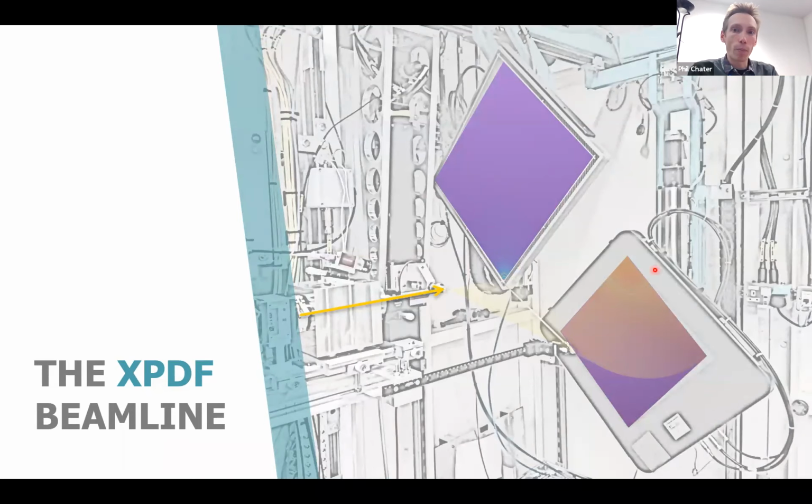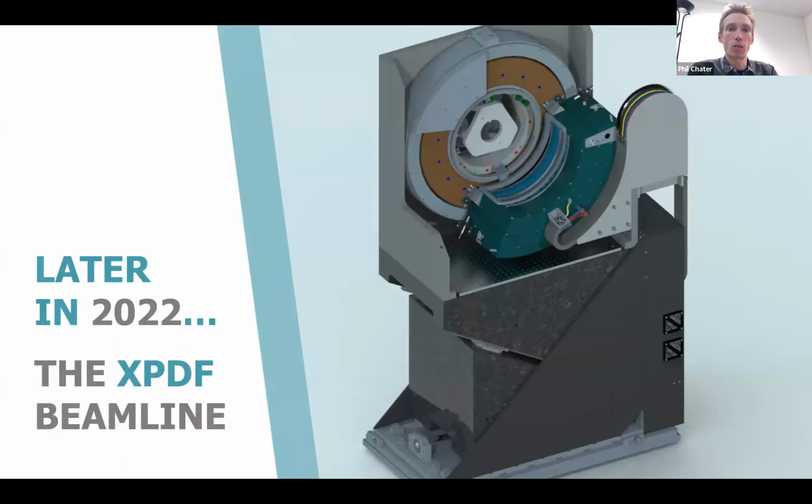I say this is what it looks like now because later on in 2022, we're installing a completely new detector system and end station. This is called the XPDF ARC detector. And this should revolutionize the speed at which we can do data collections. I don't have numbers for that yet, but I expect we'll be able to go to sub-second PDF data collections for in-situ work pretty easily. But more information on that as we commission it later in the year.